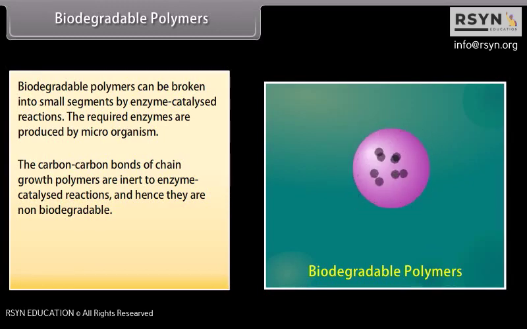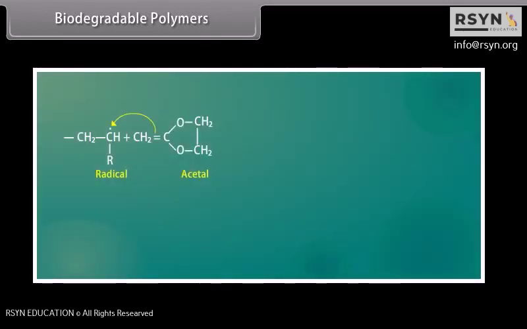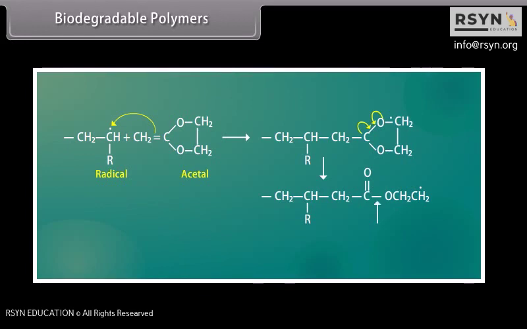broken by the enzymes. The best method of making a polymer biodegradable is by inserting hydrolyzable ester groups in the polymer. For example, if acetyl is added to an alkene undergoing radical polymerization, ester groups will be inserted into the polymer. The weak links in the polymer are susceptible to enzyme-catalyzed hydrolysis.